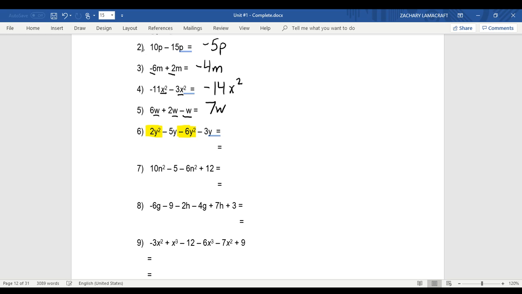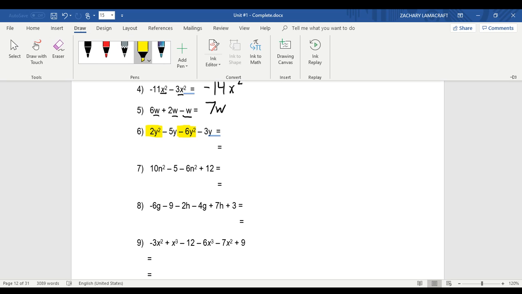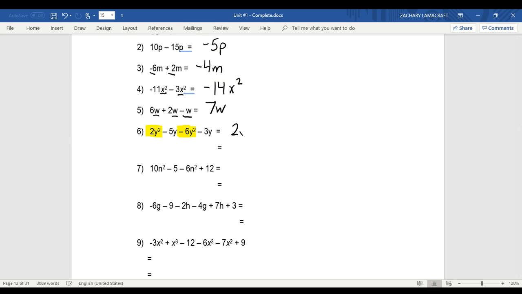Yeah, so we got to take that subtraction sign. So we need to take that negative 6y squared with us. So if we do that, it would end up being 2y squared minus 6y squared. And then we have these ones that are like terms as well, where we have to take the terms and the sign with it. So it'd be negative 5y minus 3y. So if we go to arrange this, we'd have 2y squared minus 6y squared.